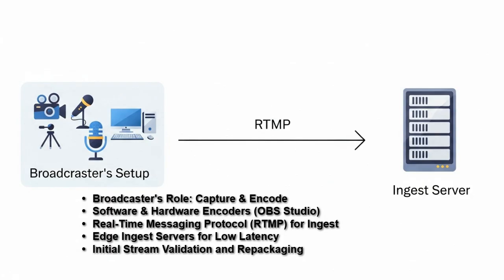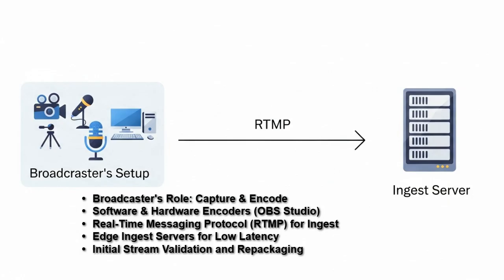The industry standard for this initial transmission remains Real-Time Messaging Protocol, or RTMP, despite its age. RTMP streams are sent over TCP to an ingest server, which is typically an edge server geographically close to the broadcaster. This proximity is critical to minimize initial latency and ensure a stable connection.